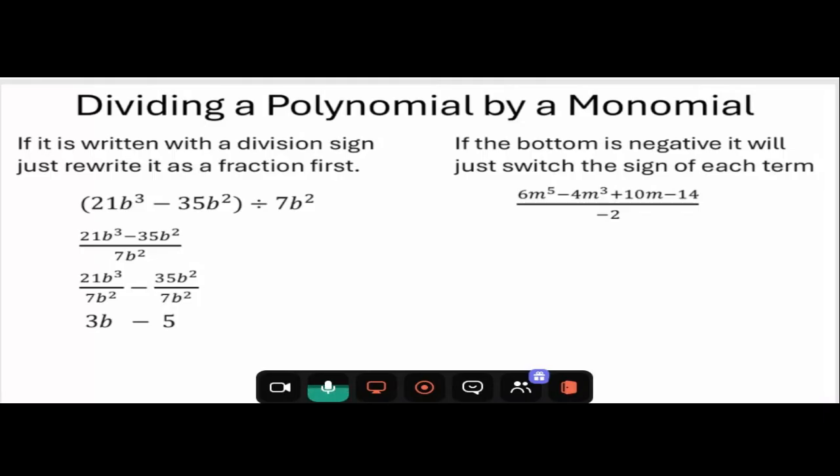Also, what happens if the bottom is negative? Well, there's various ways you could do it. Here's my suggestion. Start out the same. Separate all the different pieces over -2. But what that negative is going to do is, think about it.